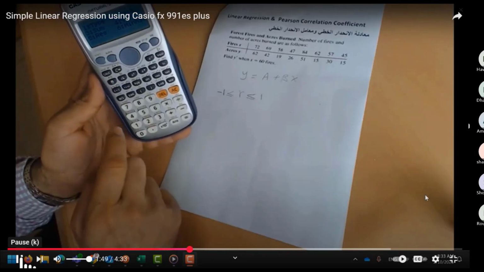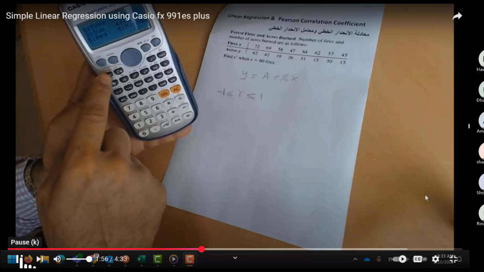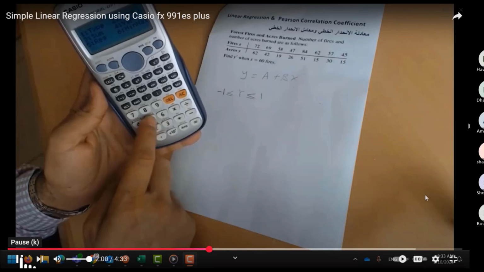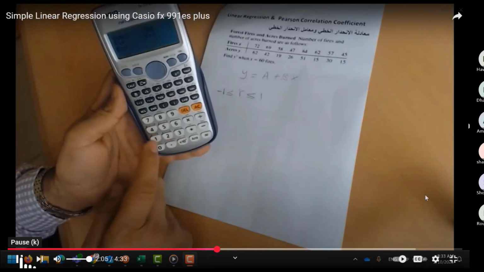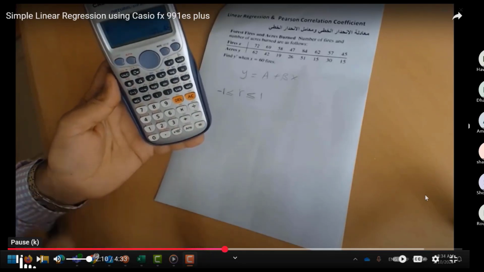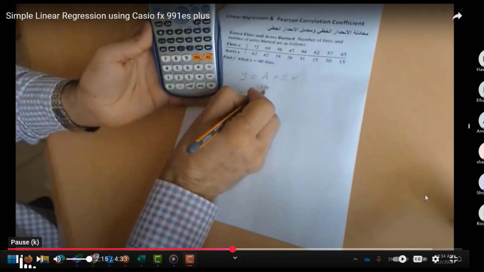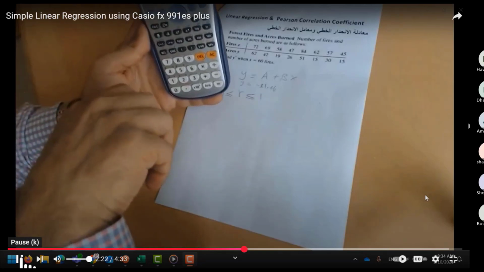I am going to use the reg. Reg is the abbreviation of regression. Press number 5, regression, or whatever the number you have in your calculator, right? So I'm going to press number 5, regression, in my calculator. You have everything in the list. You have R, the correlation coefficient. You have A, the y-intercept. You have B, the slope. So if I need A, I press number 1. It gives me minus 31.46.